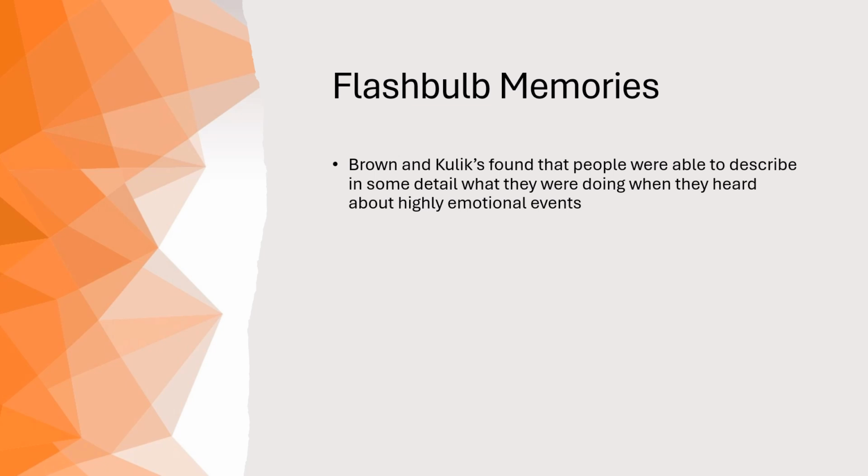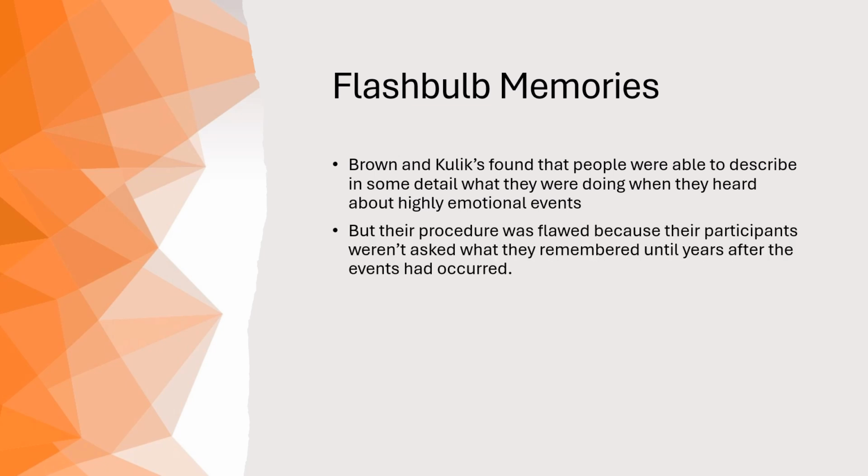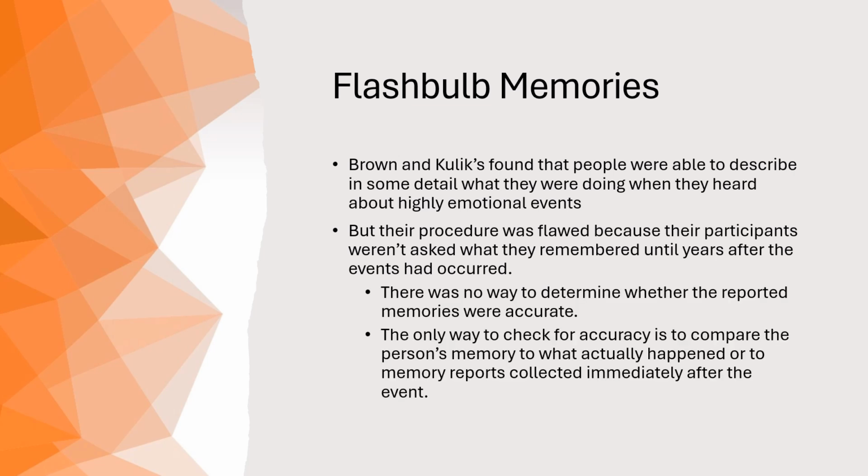So Brown and Kulik's study found that people were able to describe in some detail what they were doing when they heard about highly emotional events. But their procedure was flawed because their participants weren't asked what they remembered until years after the event occurred. They asked people to recollect the circumstances where they were when they heard about the JFK assassination, but they didn't probe their memories until many, many years later. So there was no way to verify accuracy. The only way to check for accuracy is to compare the person's memory to what actually happened, or memory reports collected immediately after the event.